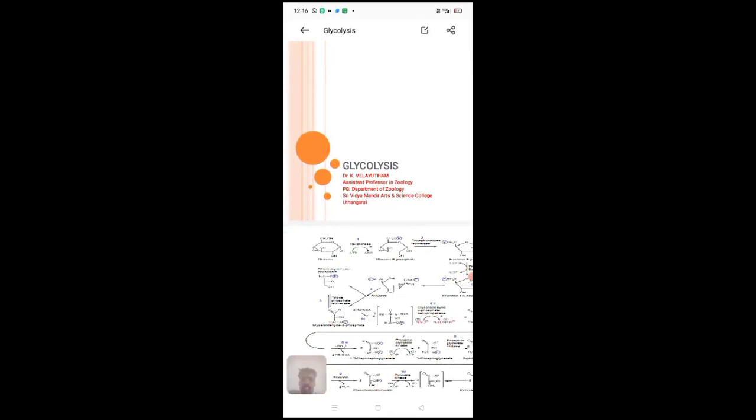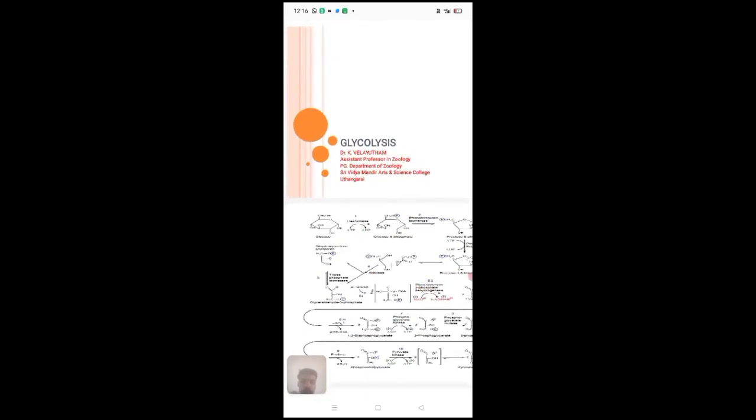What is glycolysis? Glycolysis is the process of conversion of a molecule of glucose to two molecules of pyruvic acid. Glucose 6-phosphate is the principal component of glucose metabolism. The two major pathways of glucose 6-phosphate metabolism are the anaerobic glycolytic pathway and the aerobic pathway.